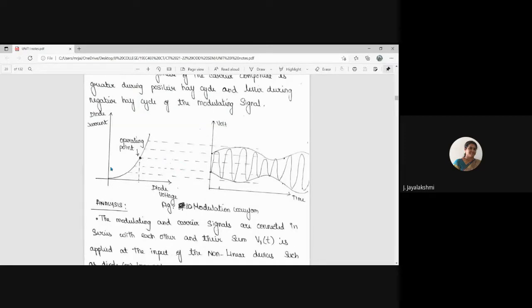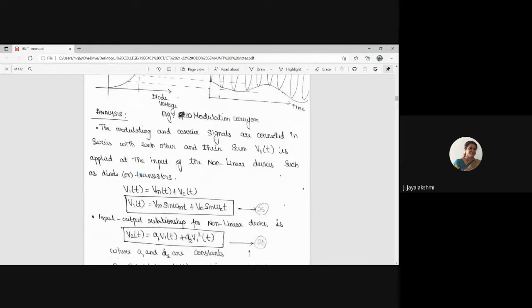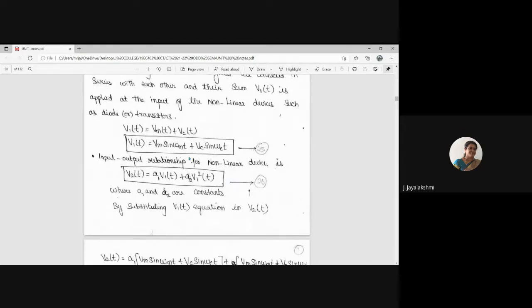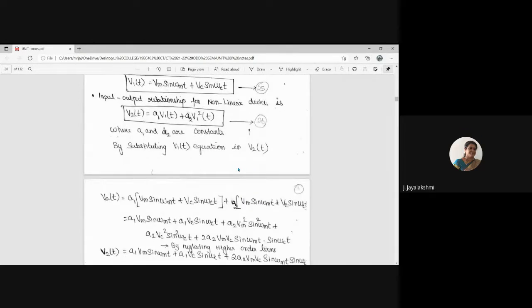So this is your diode forward characteristic curve, forward voltage versus forward current. You have the linear operating point fixed here. So the output is going to be the amplitude modulated signal. This is the envelope of the modulating signal, and this is the carrier of the modulating signal. Of course, you can go through the derivation part for the analysis.